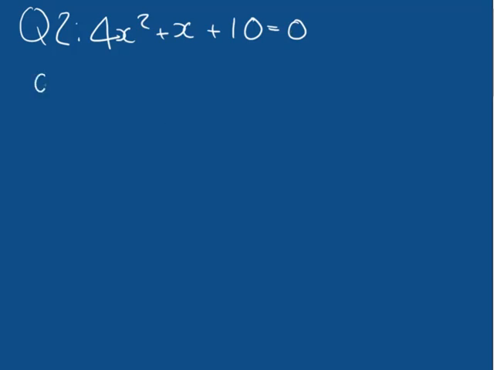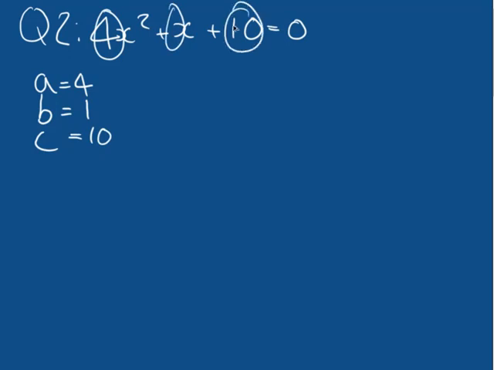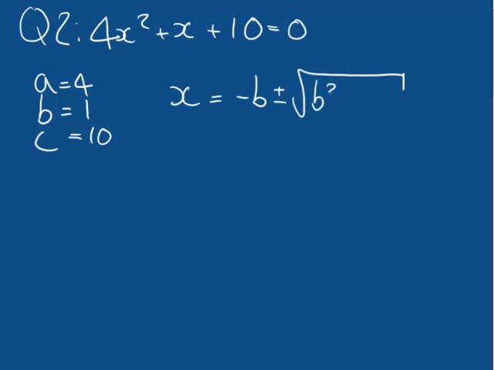So again, I'm going to note that a here is equal to 4, b is equal to 1, and c is equal to 10 because we have 4x squared plus 1x plus 10. And using that, I'm going to plug them into our equation, which of course is x is equal to minus b plus or minus the root of b squared minus 4ac all over 2a. So the first thing, to determine how many solutions we have, I'm going to evaluate b squared minus 4ac.